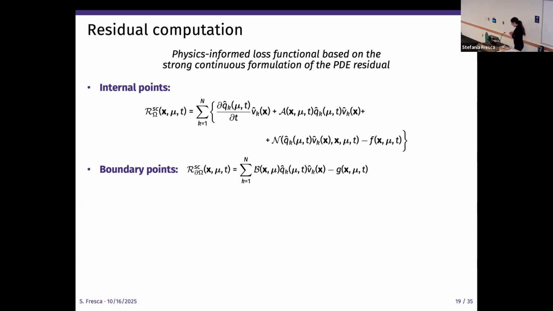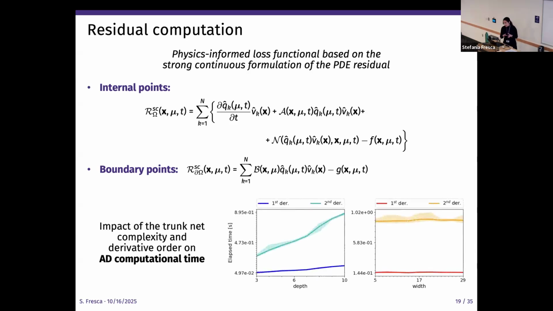However, the evaluation of possibly high-order space derivatives remains the main computational bottleneck in the residual computation pipeline, especially when we are dealing with very deep neural networks. So in this respect, we performed a preliminary test in which we wanted to analyze the AD computational time, the time needed by automatic differentiation, with respect to the complexity of the trunk net, width and depth, and the derivative order.